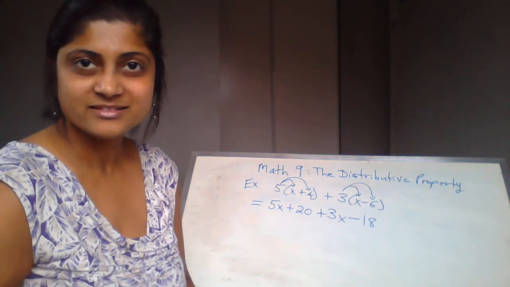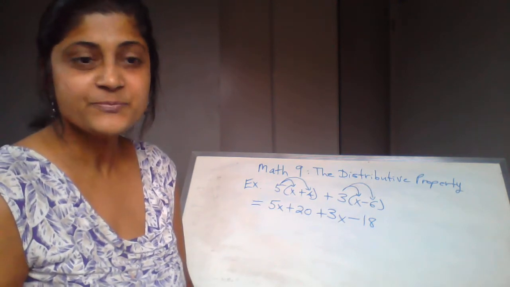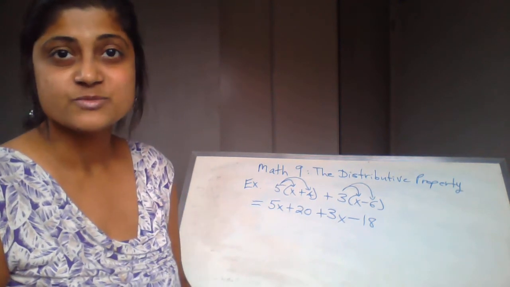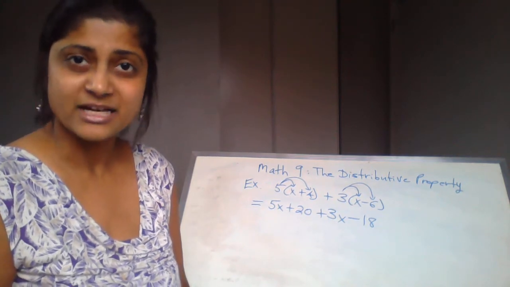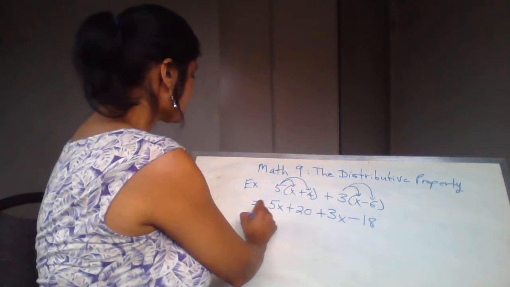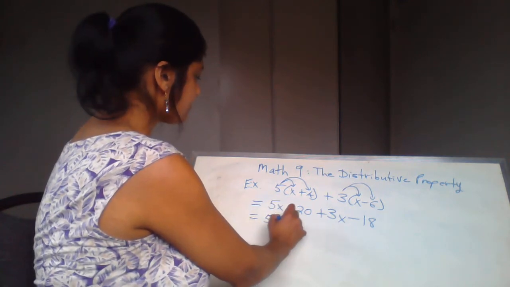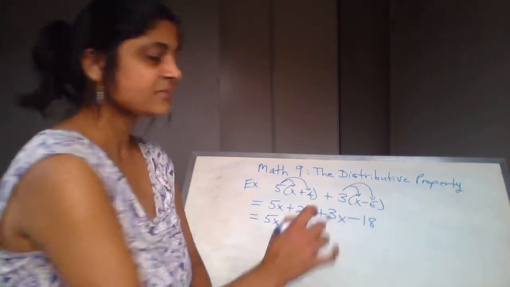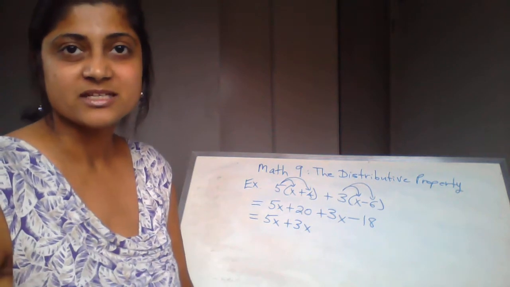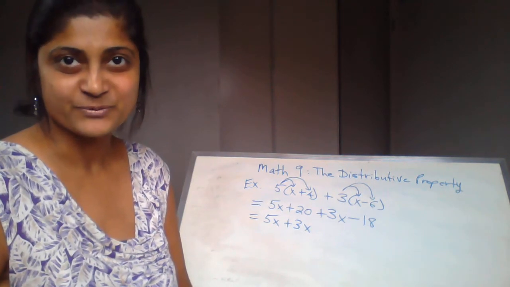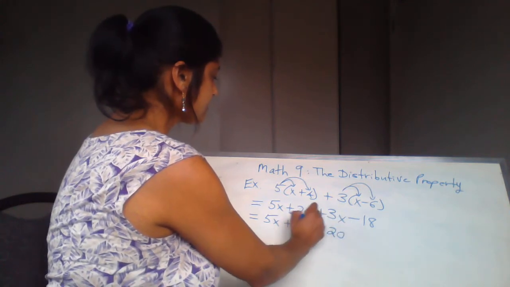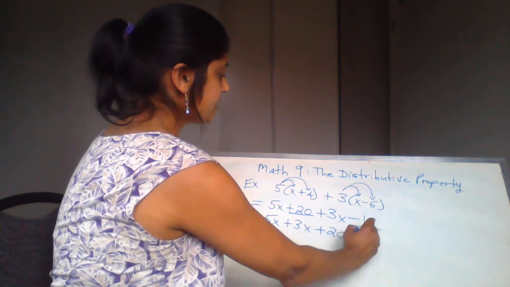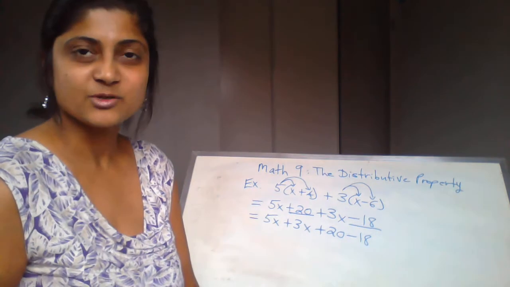Does everyone see that? We're going to put the like terms together. And again, if you're good with putting the like terms together, you can skip this step here, and you can just write your final answer, all right? But here I'm just going to put the like terms together. So 5x plus 3x. Okay, again, make sure you note down that I'm taking the sign that is in front of the number, okay? And then I'm going to do positive 20, let's underline it, and minus 18, okay?